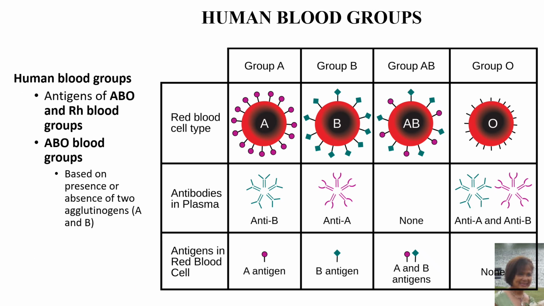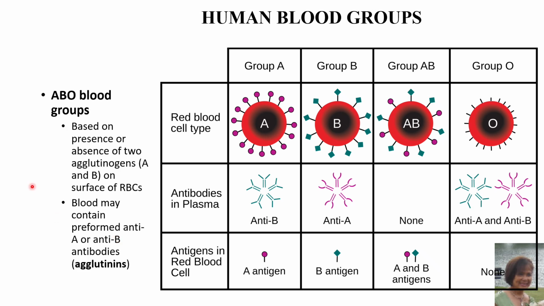Besides the blood type A and B, we call that the ABO system, we have also the RH factor. Let me see. Do we discuss the RH factor now? I don't think so.